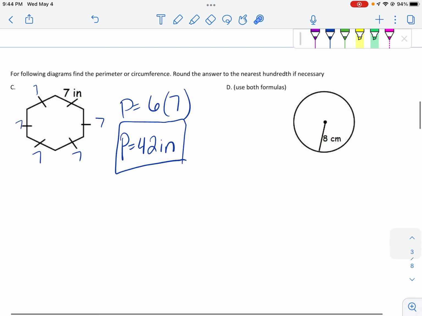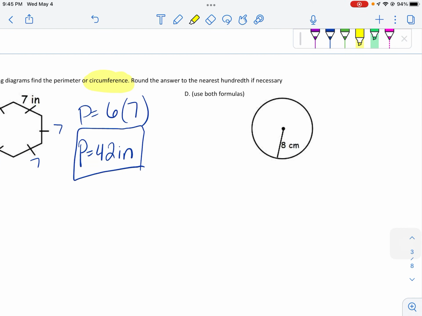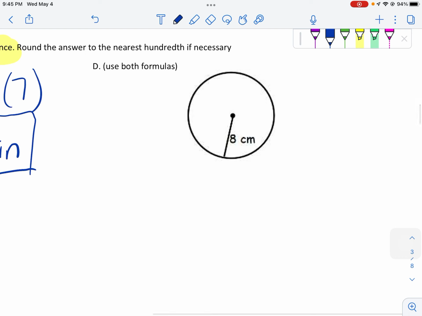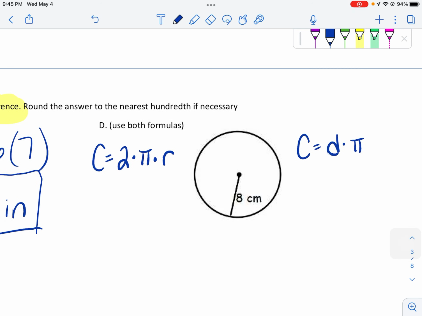Now in a circle, it's actually called the circumference. To find the circumference of a circle, we have a couple different formula options. Circumference is either equal to 2 times pi times the radius, or circumference is equal to diameter times pi. The reason we can do either formula is that whenever you take 2 times the radius, that equals the diameter. The radius is halfway, and 2 of those would be the diameter.